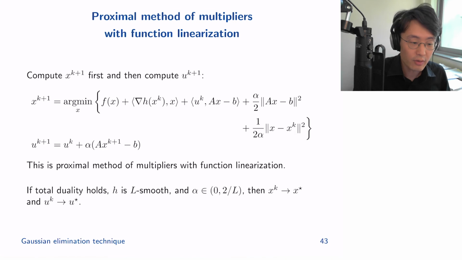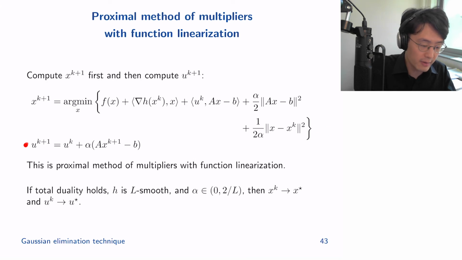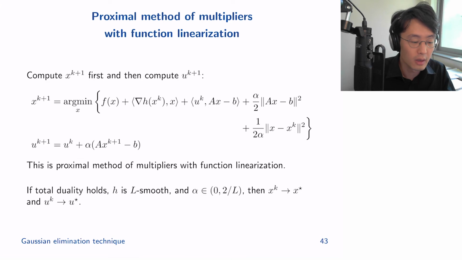So when we write out the algorithm, we get this. To obtain the xk plus 1 update, we solve this minimization problem, and then to obtain the uk plus 1 update, we perform this matrix vector product. We refer to this method as the proximal method of multipliers with function linearization. Let me explain the name.